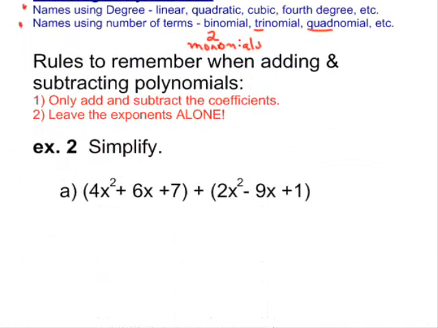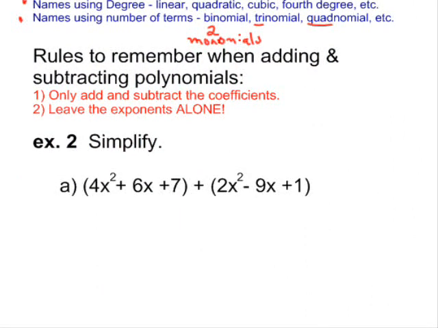Today we're going to be adding and subtracting them, and there's a couple rules to remember when we add and subtract polynomials. The first one is that we are only adding and subtracting the coefficients. So the variables we're not really concerned about apart from just figuring out what is like terms. And that leads us to our second rule. We are supposed to leave all of the exponents alone. We are not going to be multiplying or adding exponents together. We're just going to leave those alone. So let's take a look at our first example here.